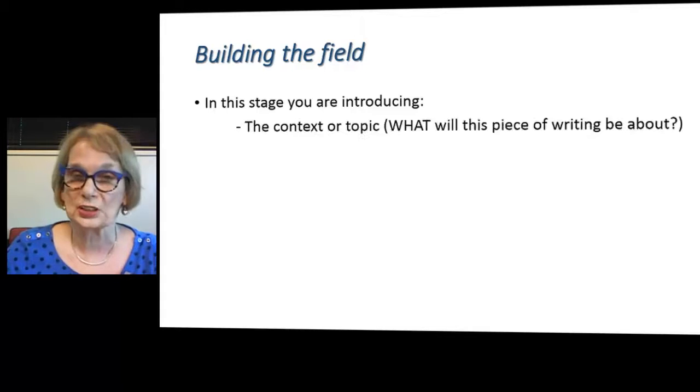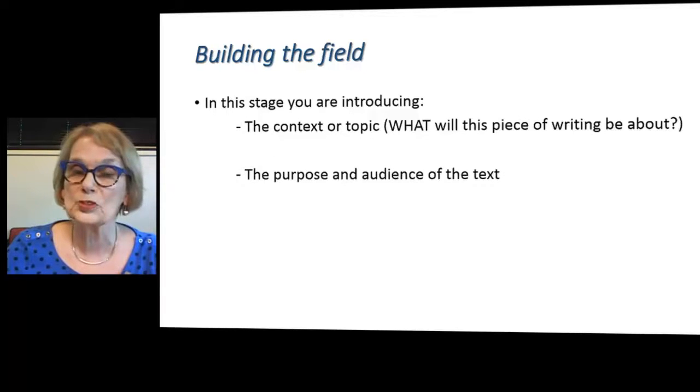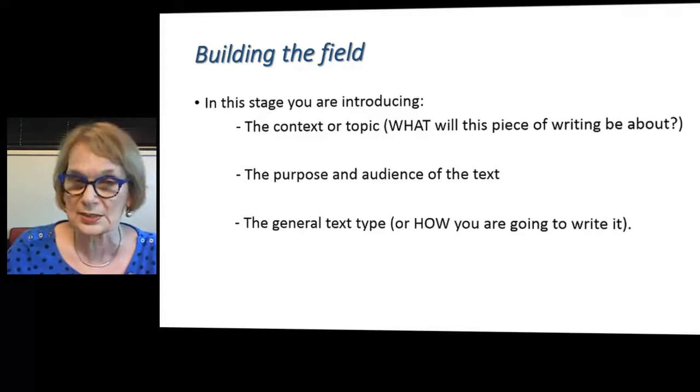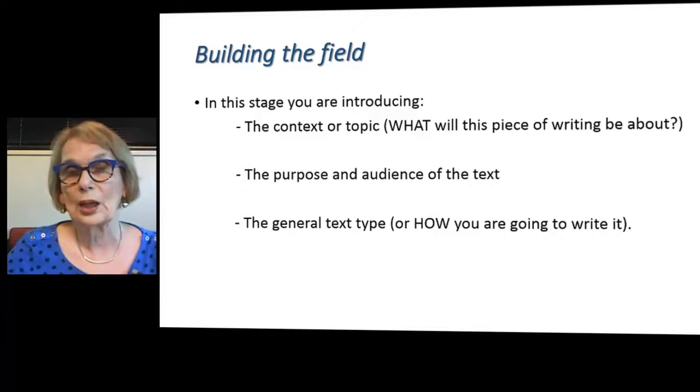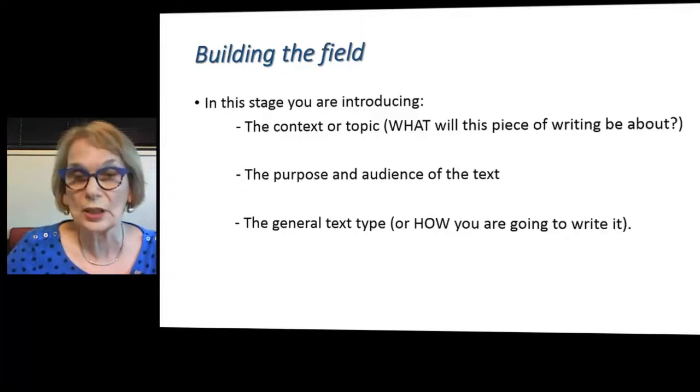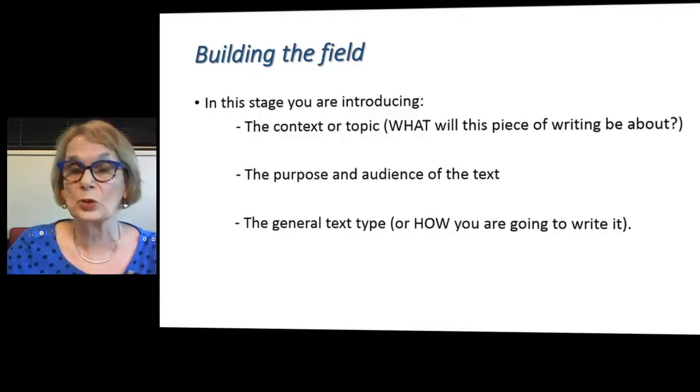Now, we're doing two things when we're building the field for any text type, really. We talk about the context of the topic, or what you're going to be writing about. And by looking at the purpose and audience of the text, we also look at the general text type, or how are you going to write it. So by the purpose and the audience of this text, maybe if you're witnessing an accident, your report might end up in court. So the purpose may well be a legal one. So that might be your audience. So first of all, building the field.